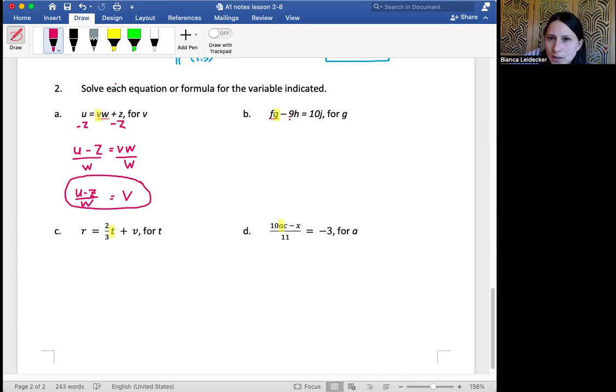Over here, I want g by itself. I'm going to add 9h to both sides. Now I have fg equals 10j plus 9h. Divide by f on both sides so that I get g by itself. And remember, when you're dividing, if there's a bunch of things on the side, you can't just divide by one of those terms. You've got to divide by everything. So I'm going to try to write this neatly. 10j plus 9h all divided by f equals g.